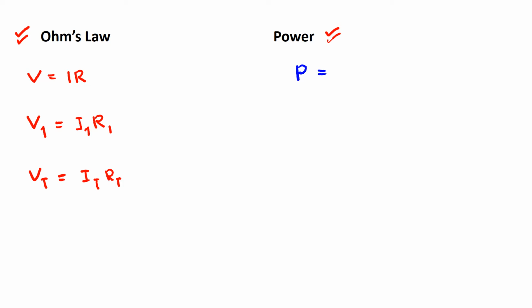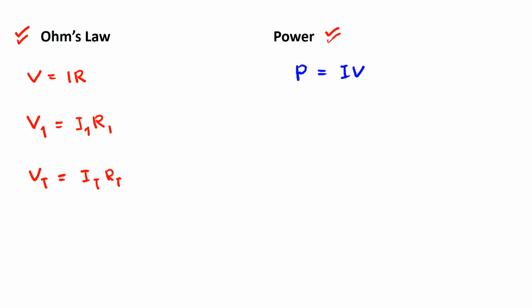In this lesson, it is also very important to recall Ohm's law and the equations for power. So for Ohm's law, we have voltage is equal to current times resistance. So if we would want to know the voltage across the first resistor, that would just be V1 is equal to current 1, or the current through the first resistor multiplied by the resistance of the first resistor. Similarly, the total voltage is just equal to the total current multiplied by the total resistance, or the equivalent resistance. On a similar note, power, which is P, is just equal to IV.